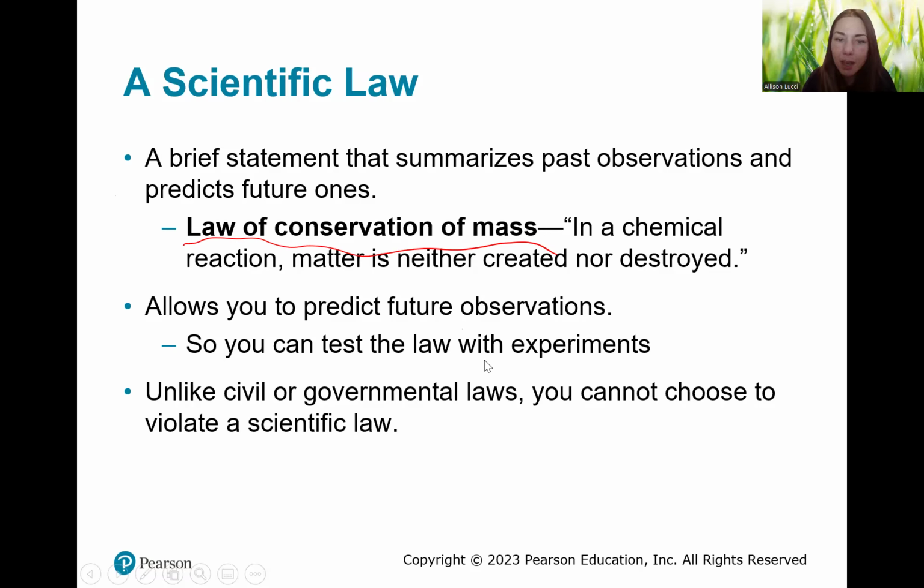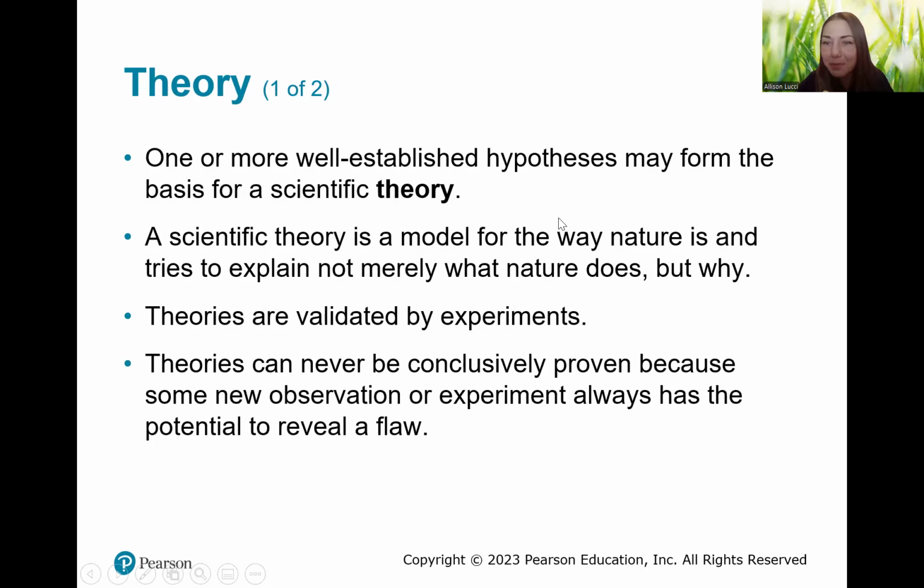But these laws will now allow us to predict future observations. So if we design a new experiment, these laws or guidelines will kind of help us to predict the future, if you will, predict how things will react based on different manipulations. So, unlike civil or governmental laws, they note you cannot choose to violate a scientific law. These are things that are bound by constraints of physics instead of just law, like legal laws.